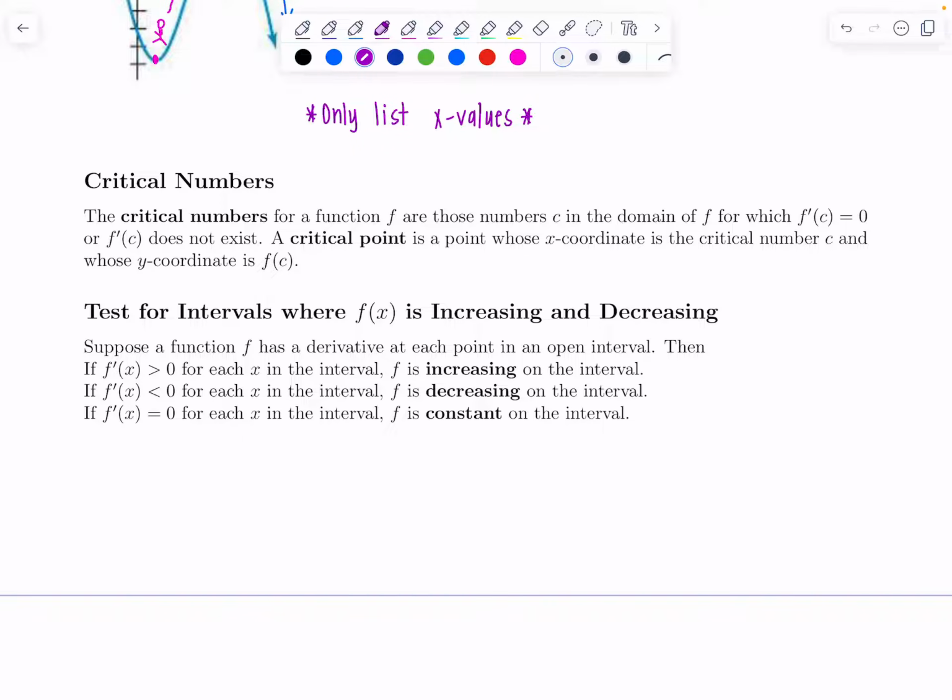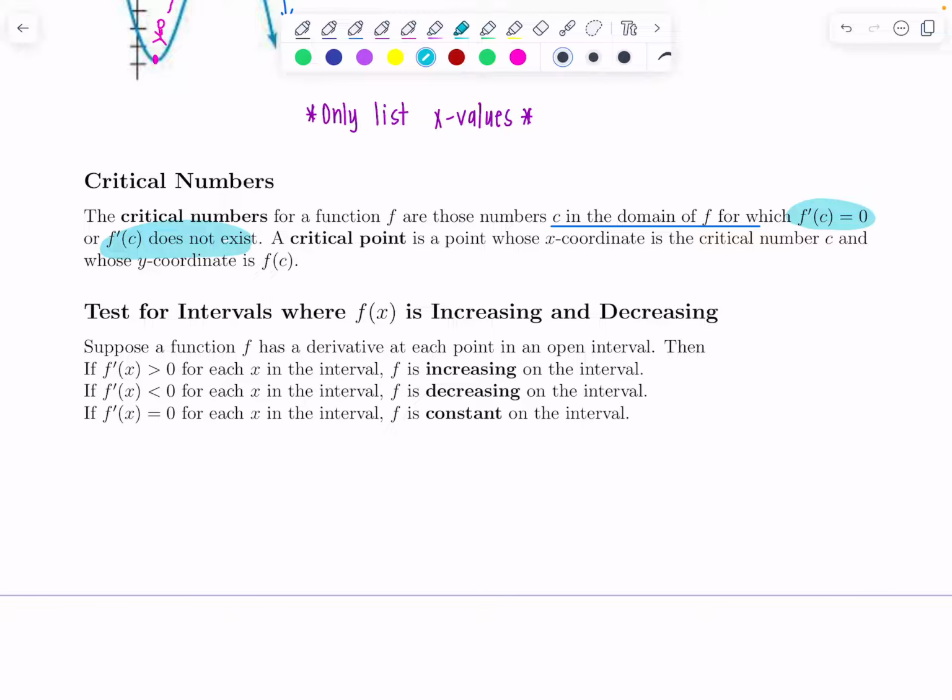Critical numbers. The critical numbers for a function are those numbers c in the domain of f, that's important, we'll talk about that in just a hot second, for which f prime of c equals 0, or f prime of c does not exist. So these are the two conditions in which we obtain critical numbers.